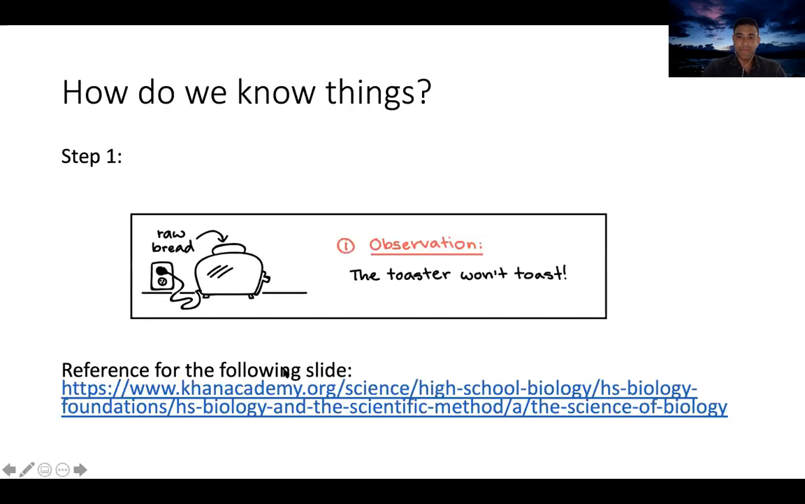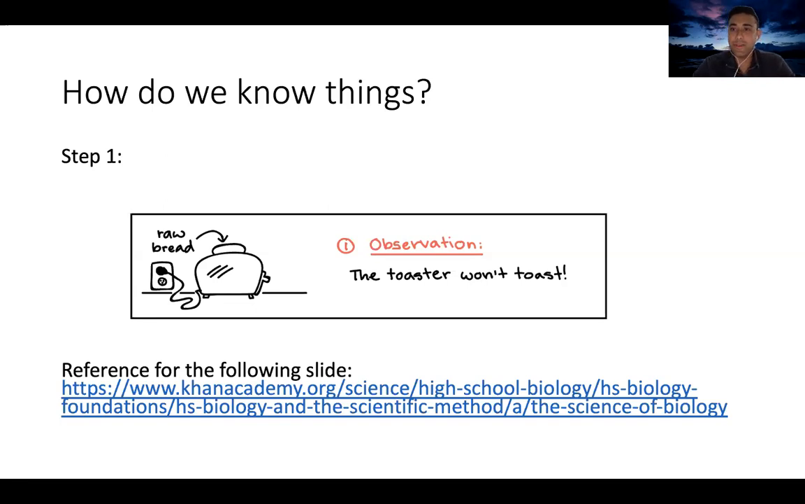So I found this example on Khan Academy, and the link is below. So for example, suppose you want to know something, just anything, like maybe your toaster isn't working in the morning. So you plug your toaster into a particular socket and the toaster won't run. Great, your toaster won't run. So now what do you do?